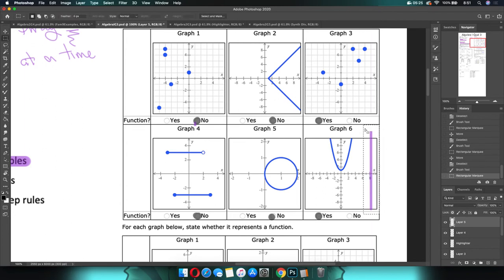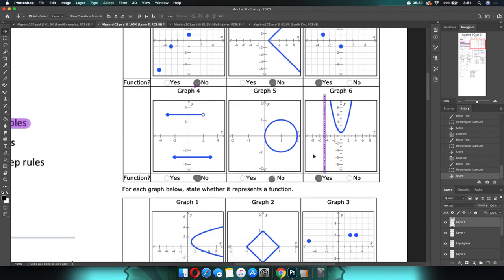I'll demonstrate it again. As I'm moving this along, only one, only one, only one. It never passes through a second point. It is only ever one at all times.